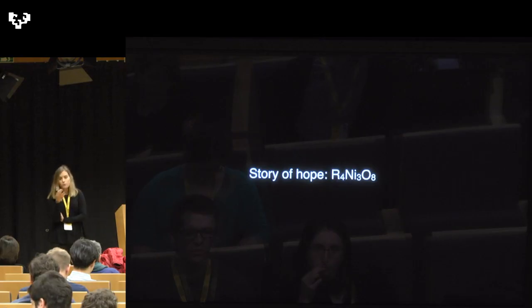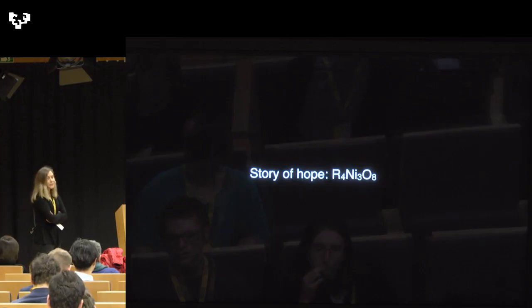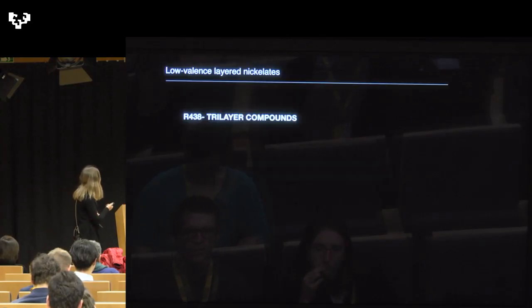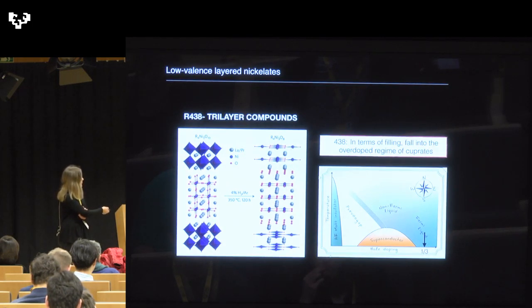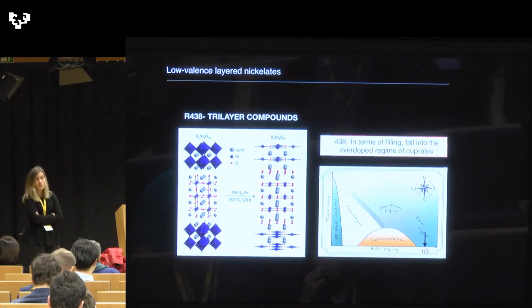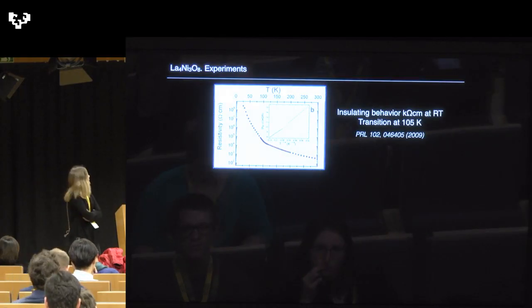So now that I've introduced you a little bit to the basics of these layered nickelates, let me tell you the first part of the story, what I now call the story of hope, and that's the story of the 438 materials. As I said in the previous slide, the 438, in terms of filling, will fall out well into the overdoped regime of cuprates, where we should in principle be finding a metal. Now, is that what you find? Well, the answer is no.